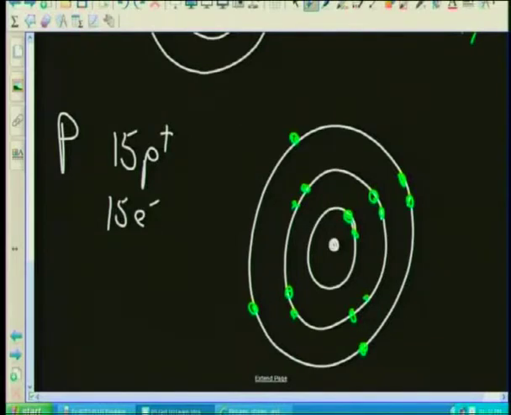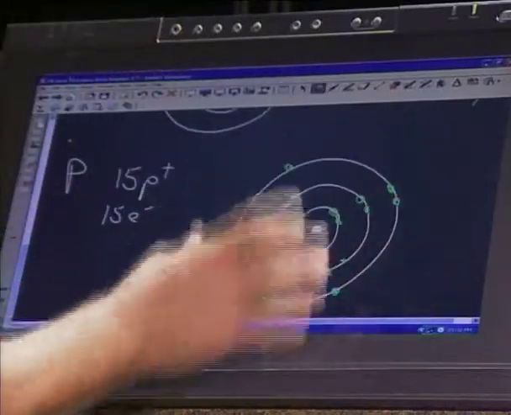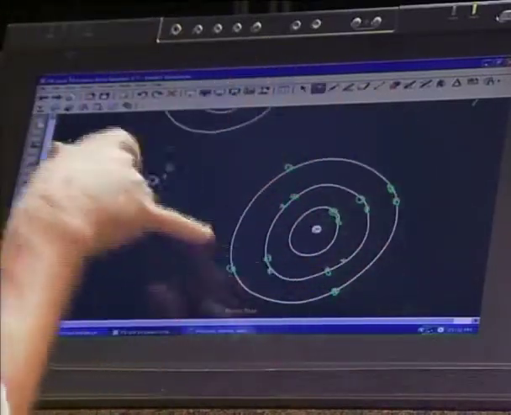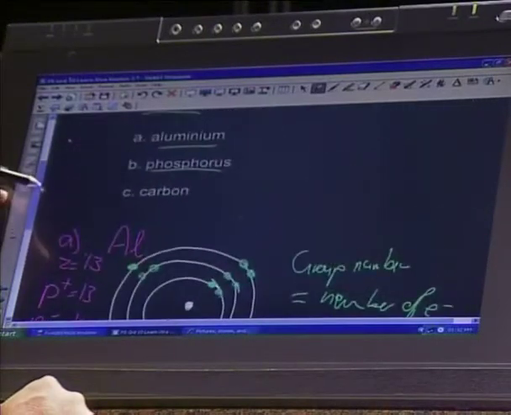Notice that these ones aren't paired. I haven't paired them. I've kept them separate. And that's a particular rule that we'll come and establish a little later in a newer model of the arrangement of electrons. So we've done phosphorus.